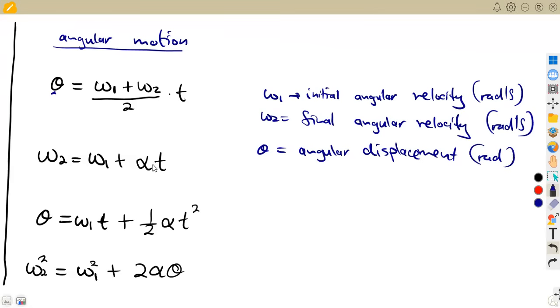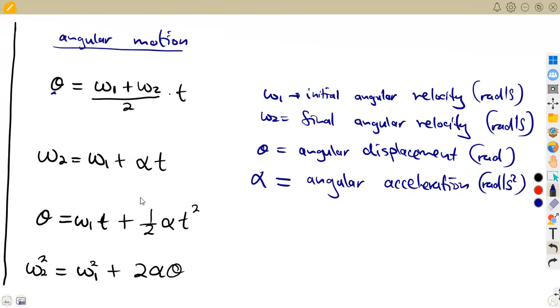Then we have got alpha, representing the angular acceleration. This is our angular acceleration, which is measured in rad per square second. And we also have t. So t does not change. This is still our time, and our time is measured in seconds in this case, which is just s. So that is the other part that you need to understand.